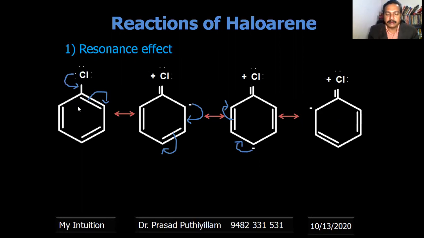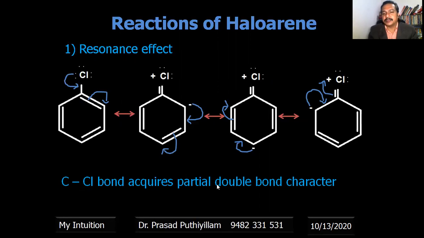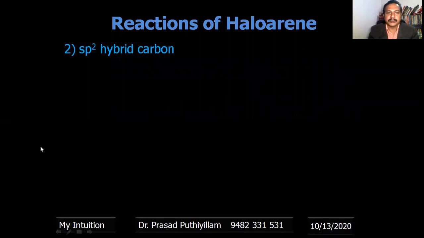contribute towards the total effective structure of chlorobenzene, in which we can say that the carbon-chlorine bond has a partial double bond nature. It is not a single bond itself, it even has double bond nature. So the C-Cl bond acquires partial double bond character. Because of that, the C-Cl bond is not so easy to break, so substitution reaction does not take place easily. It is not as easy as that of alkyl halides. Haloarenes are not as reactive towards nucleophilic substitution reactions.